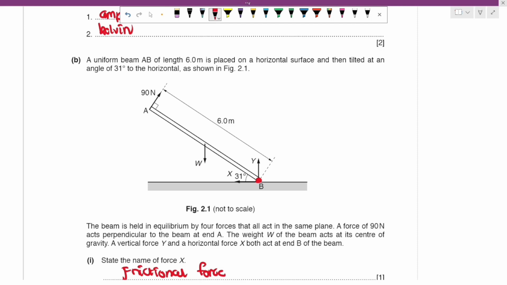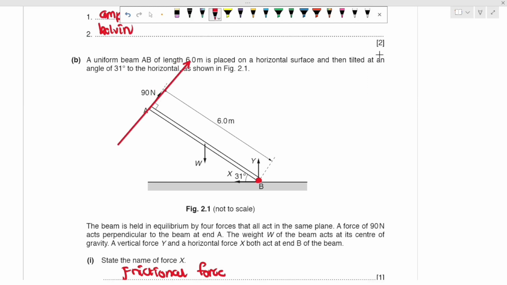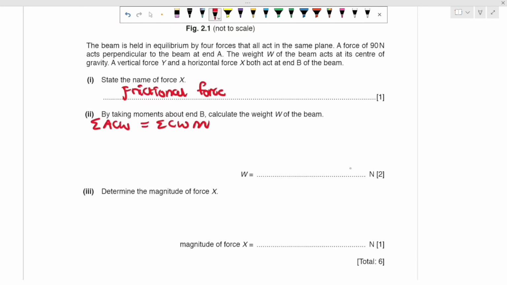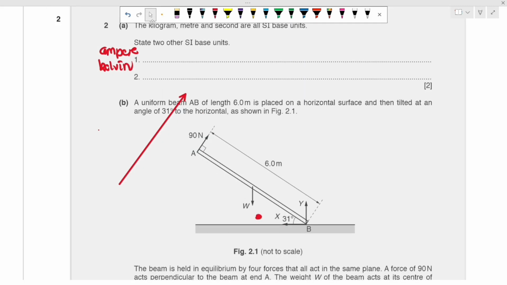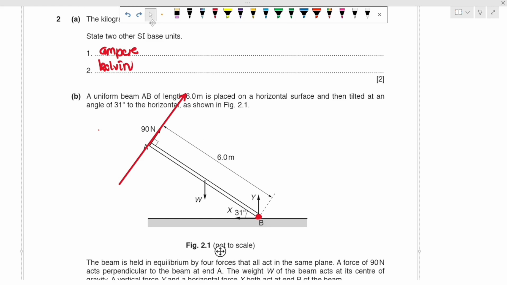So if you start with point A, it's very evident that our force is acting in this direction. Anyone can see that, right? And since our force is acting in this direction, you have the force, which is 90, times the distance, which is 6. And this is acting in a clockwise direction. So for the clockwise direction, we have 90 times 6.0. Then for the anti-clockwise now, we're going to look at something very tricky. If you look at this, we have a force W.